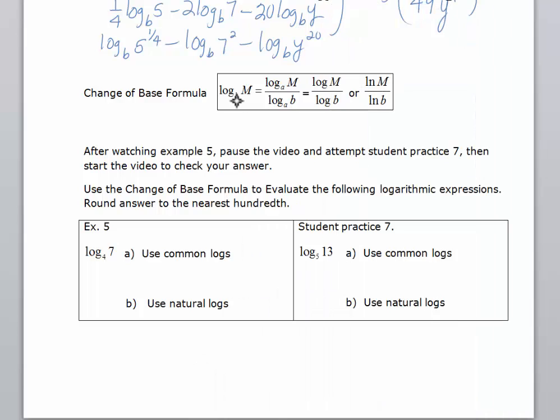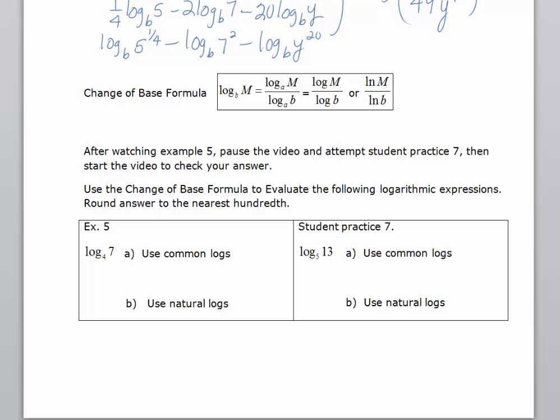Alright, so let's take a look at this. The log base b of m, the change of base formula basically says that's going to be the same as the log of the argument divided by the log of the base using any base that you want. Since we can use any base that we want, and if we want to evaluate using our calculator, we would choose to use a base of 10 or a base of e. And so you'll get the same answer for either one.